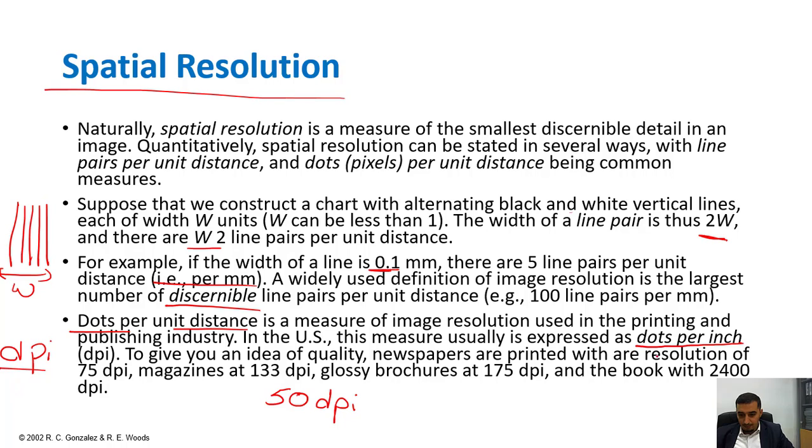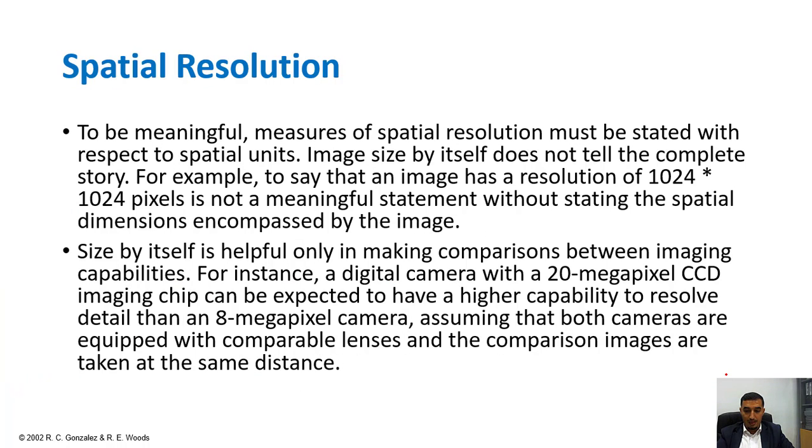So for instance, the resolution of a newspaper is 75 DPI. A magazine will have 133 DPI. A glossy brochure will have 170 DPI. A book will have around 2400 DPI, of course a high resolution book. So DPI is the number of dots per inch.